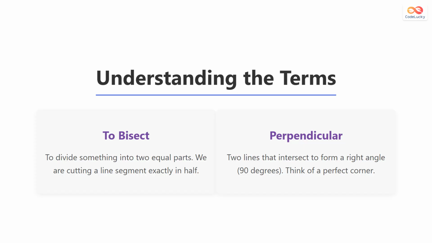First, let's understand two key terms. To bisect something means to divide it into two perfectly equal parts. When we bisect a line segment, we are cutting it exactly in half. Perpendicular refers to two lines that intersect at a right angle, which is 90 degrees. So, a perpendicular bisector is a line that cuts a segment in half at a perfect right angle.